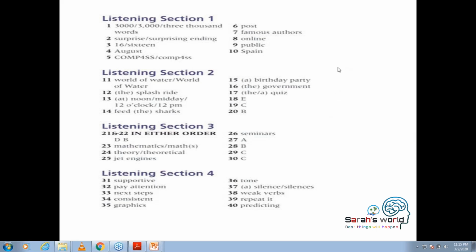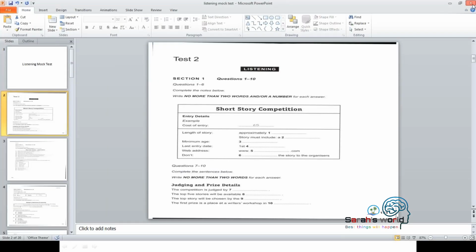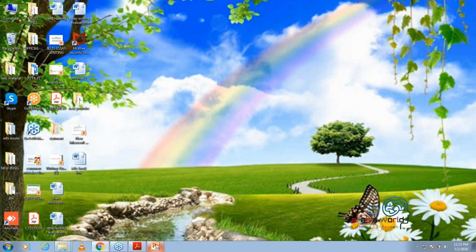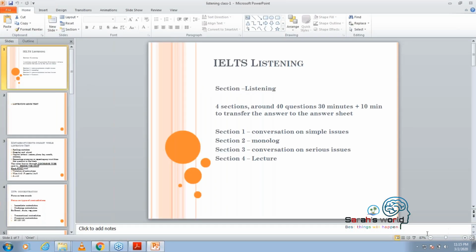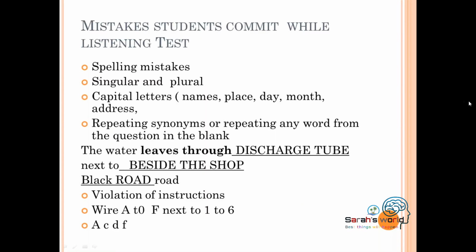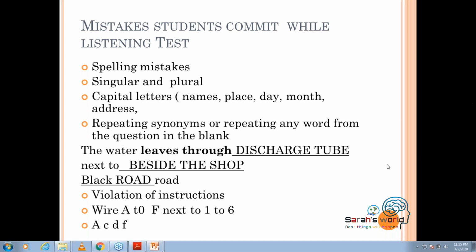Right, so now, while explaining the next slide, please no questions in between. Once I complete, then I'll give you time to ask questions. So the mock test is done. Now let's move on to the mistakes. We have gone through the introduction, the listening mock test and the discussion on the mock test. Now let's see what mistakes we make while listening, and then our answers will go wrong.